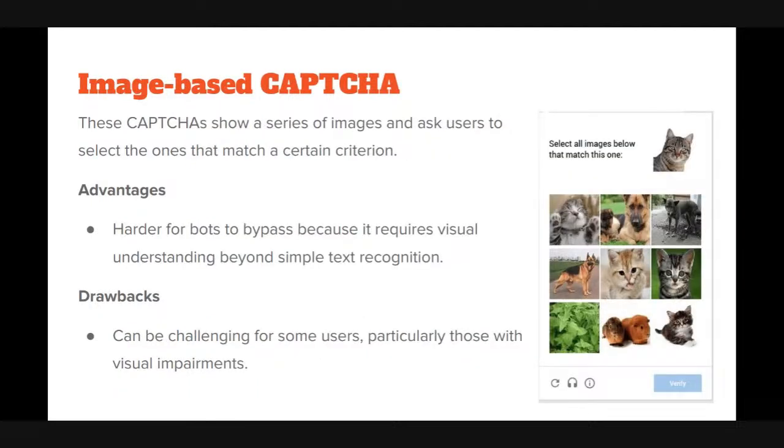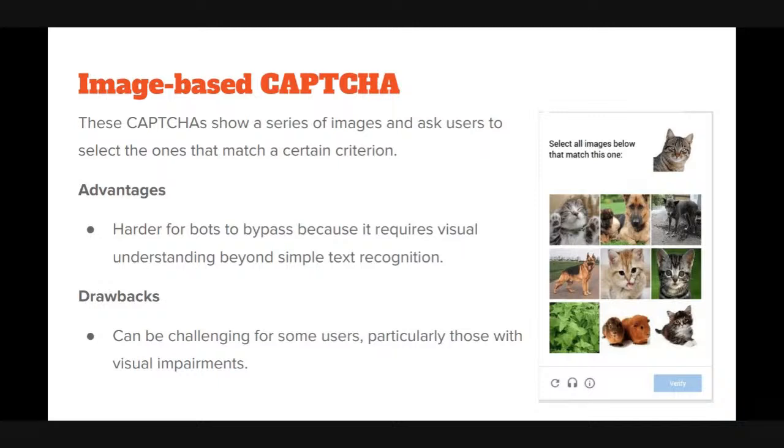We also have the image-based CAPTCHA. This is a more popular one nowadays. These CAPTCHAs show a series of images and ask the users to select the ones that match a certain criteria, as we can see on the right here in this example. The advantage is that it is harder for bots to bypass because it requires visual understanding rather than simple text recognition, but it can be challenging for some users, particularly those with visual impairments.